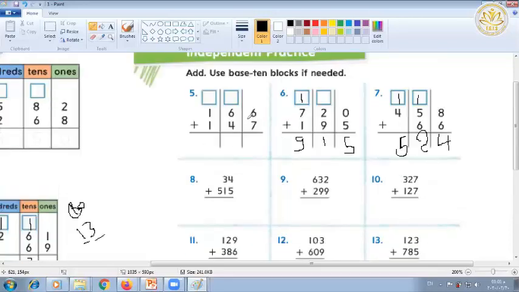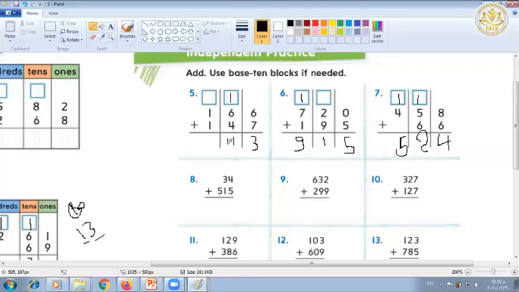Here, 6 plus 7. First of all, the number I have is 166 plus 147. Start with the ones. 6 plus 7 equal 13. So we're going to put the 3 in here and the new 10 I made with the tens. 1 plus 6 equals 7. 7 plus 4 equal 11.